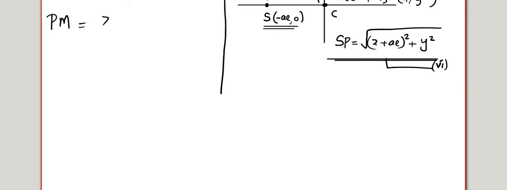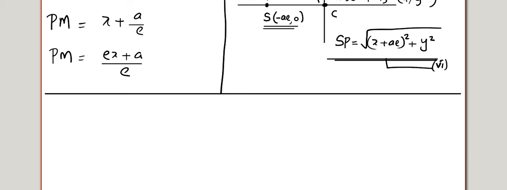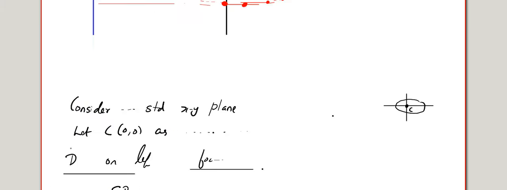So PM is x plus a by e. That is PM is equal to, I'll take LCM, (ex plus a) by e. Okay, now part 5. Part 5 is very simple. By equation 1, SP is equal to e into PM. You can check that equation. You wrote that earlier here.